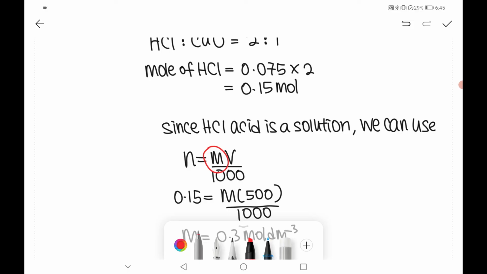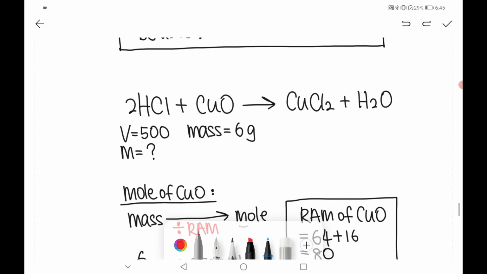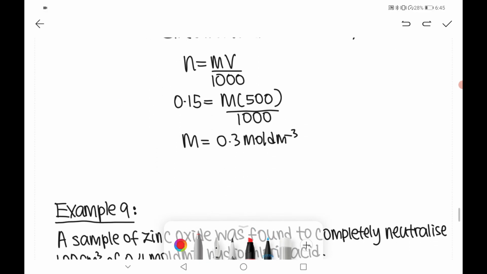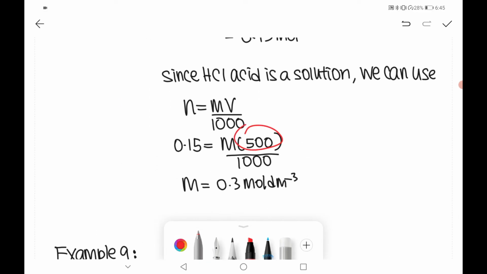M is the molarity of acid, which you don't know. V is the volume of acid, which is 500. So you put it here. So you key in the whole thing to calculator. You get the final answer. It is 0.3. Okay, unit mole per dm cube, because this is molarity. So from here you already get the final answer for the molarity.